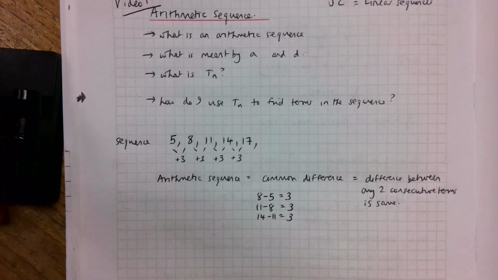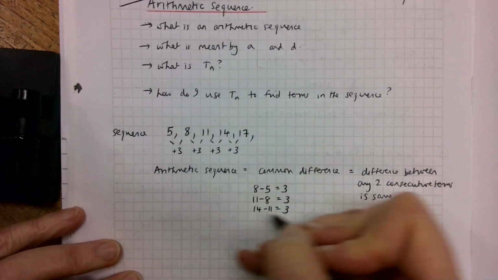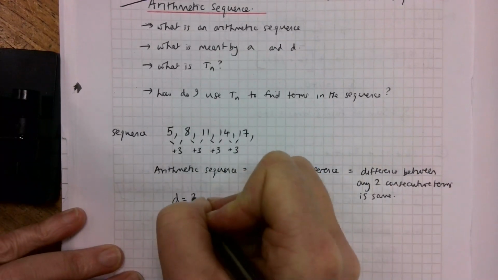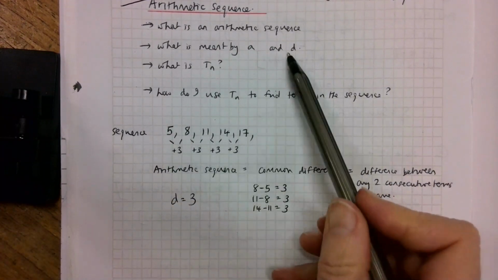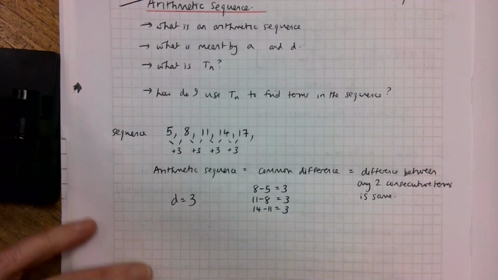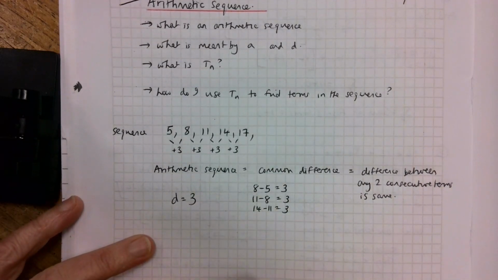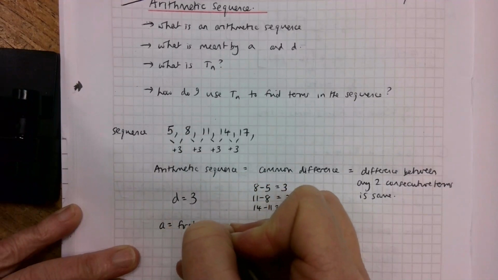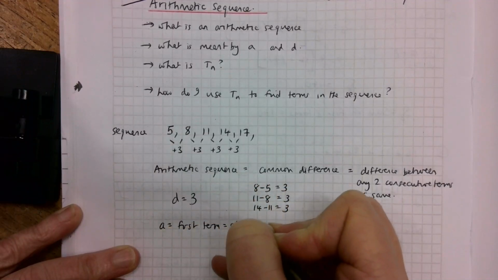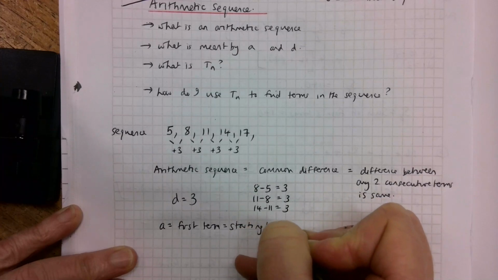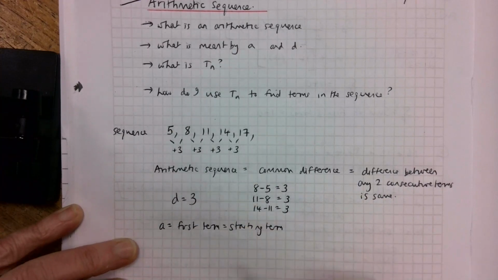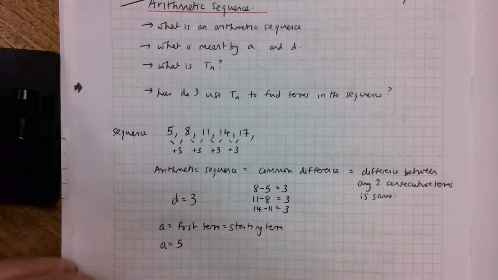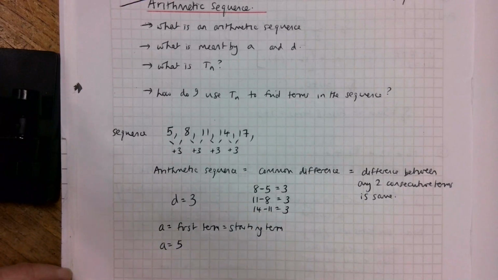Okay, that common difference is called D. So in this case, D is equal to 3. So that answers the second part of our question, what's meant by D. D is the common difference. A is the first term, or the starting term. So in this sequence, you can see that A is 5. So A is 5, D is 3.